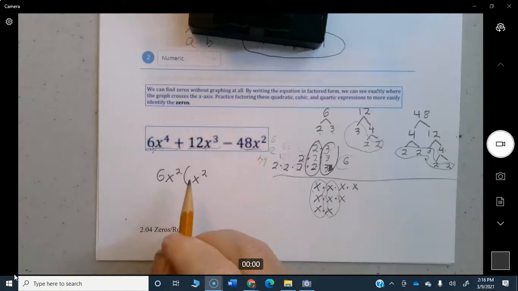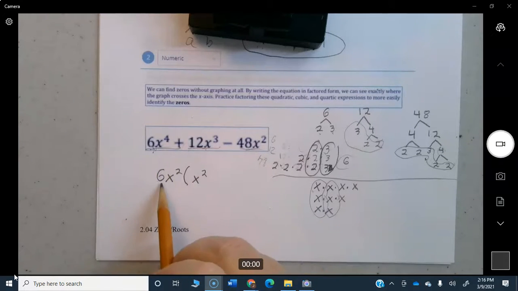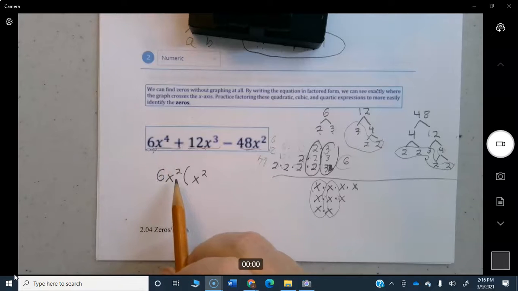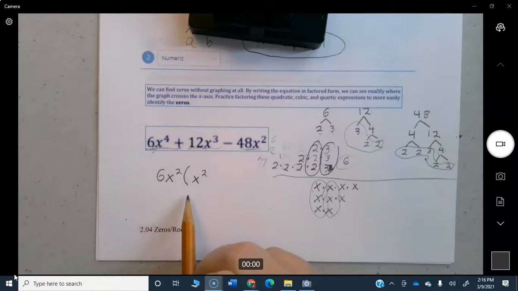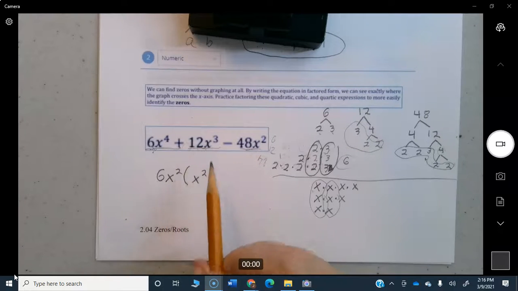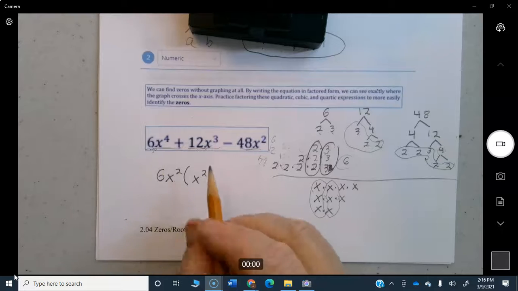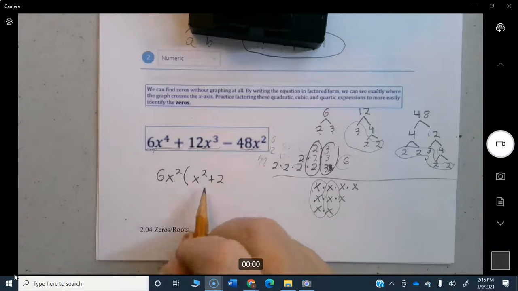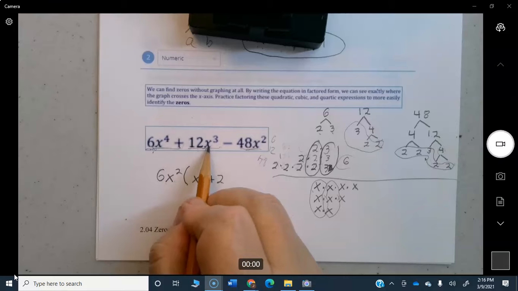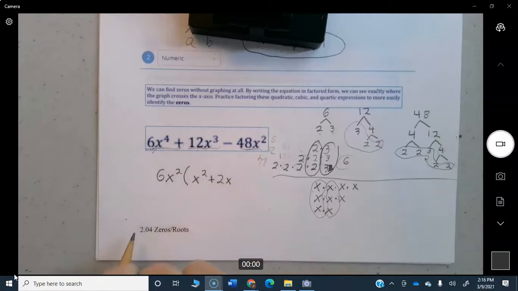Or another way to do it is just 6x squared times what gives you 6x to the 4th. Well, you've already got the 6. You got an x squared, you need to get to x to the 4th, so that's an x squared. Now the next one. 6x squared times what gives you 12x to the 3rd? So 6 times what number gives you 12? That would be 2. So 6 times 2 gives you 12. And x squared times what gives you x to the 3rd? You would need another x. So I'm going to put x right there.